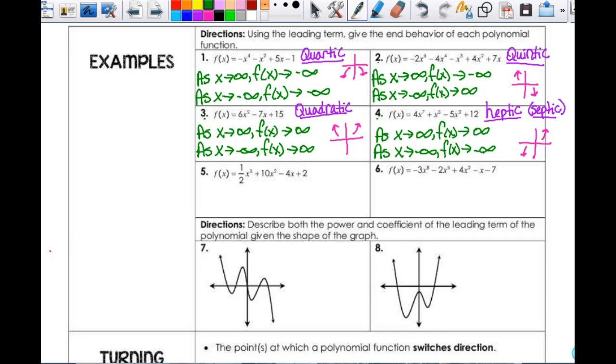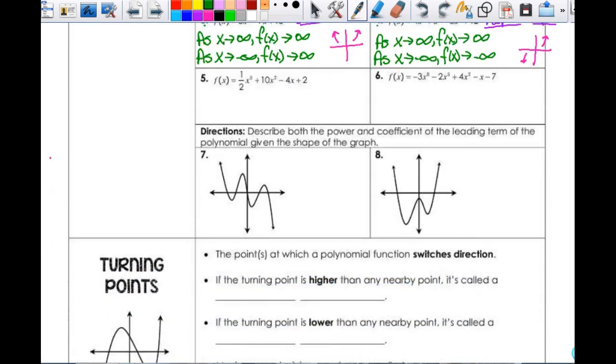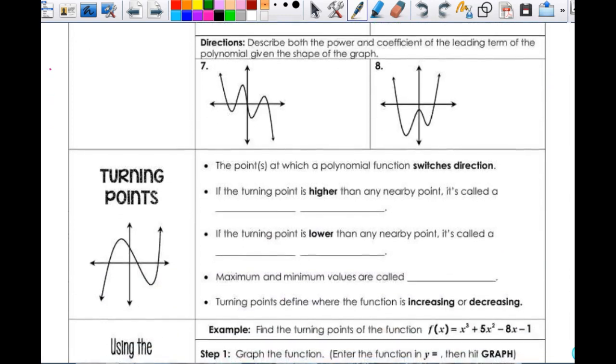All right, so we're going to skip 5 and 6. Let's look at numbers 7 and 8. It says describe both the power and coefficient of the leading term of the polynomial given the shape of the graph. I do not expect you at this point to be able to give me the equation. You don't know how to do that yet. That's fine. I don't expect you to necessarily give me the degree with a lot of confidence, but you can tell me some things. You can tell me the degree, whether it's even or odd, and you can tell me if the coefficient is positive or negative.